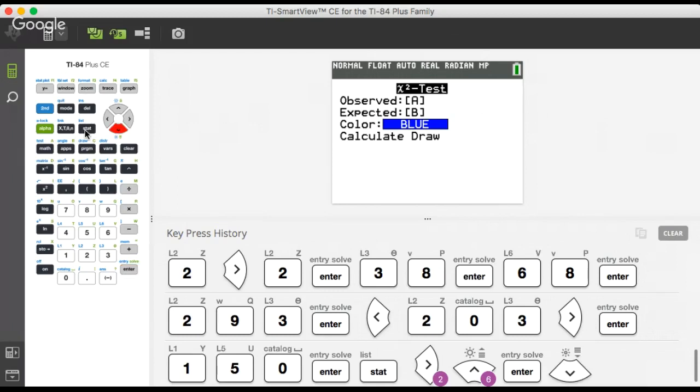The expected, though it says B in there, you don't have to plug the expected in. It will do that for you. So when we go to calculate, it'll shoot it out at us where our chi-squared value is 15.33. Our degrees of freedom was 1. And our p-value was 9.007 times e.